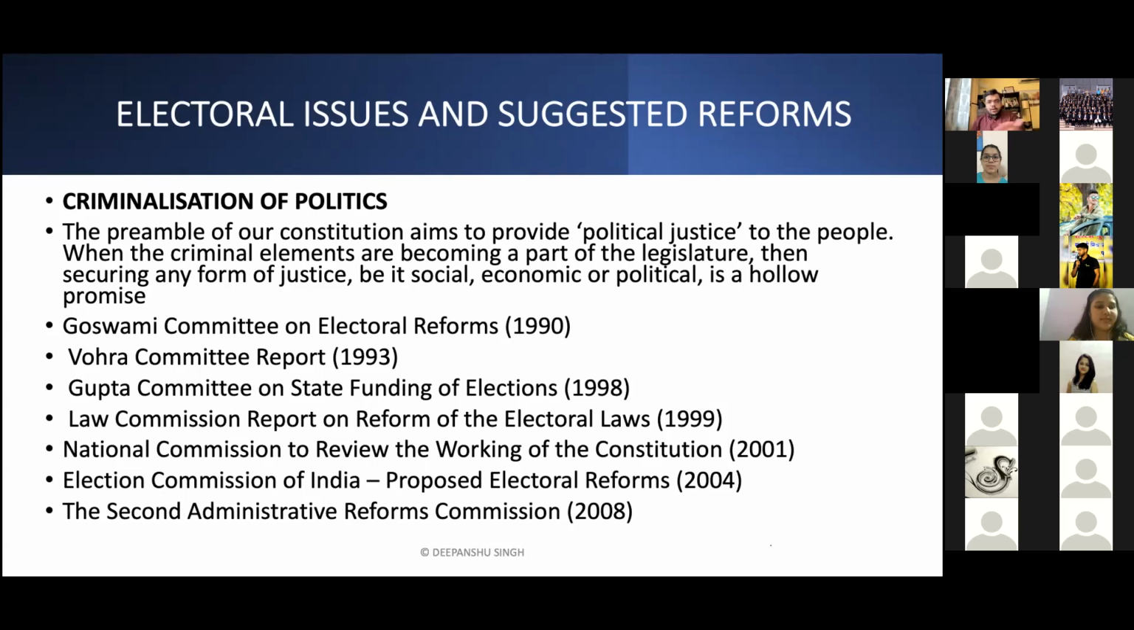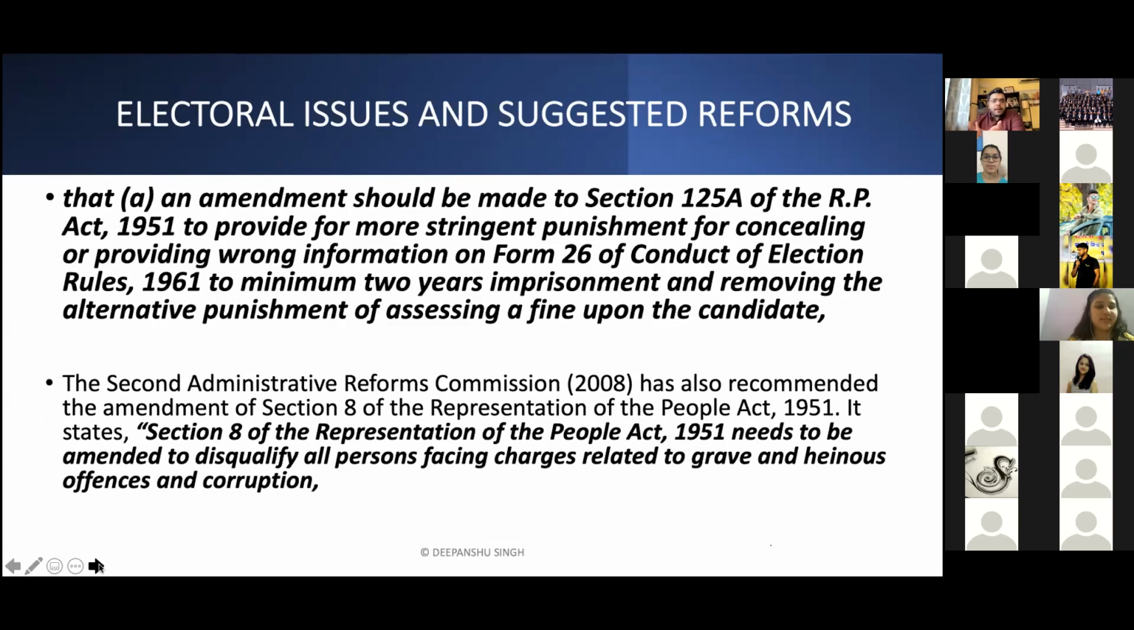So some of the most famous committees are the Goswami Committee, the Vohra Committee, the Gupta Committee, the Law Commission Report on Electoral Laws, the National Commission to Review the Working of the Constitution in 2001, the Election Commission of India's Proposed Electoral Reforms, and the second ARC Reforms Commission Report in 2008. So all of them have recommended certain amendments.